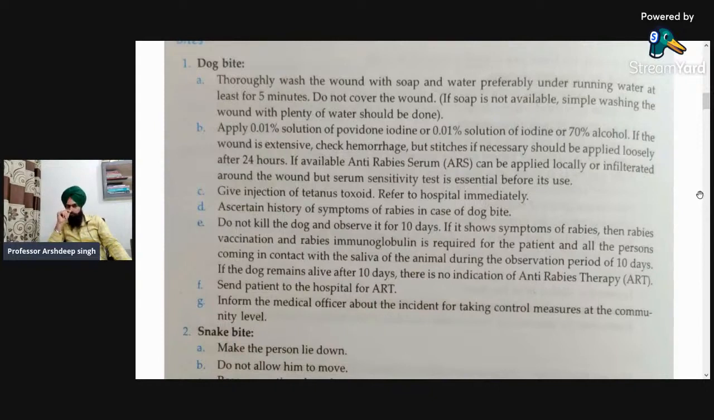Next, send the patient to the hospital for antiretroviral therapy, and inform the medical officer about the incident for taking control measures at the community level. Okay, so that was about the dog bite. Next is snake bite.